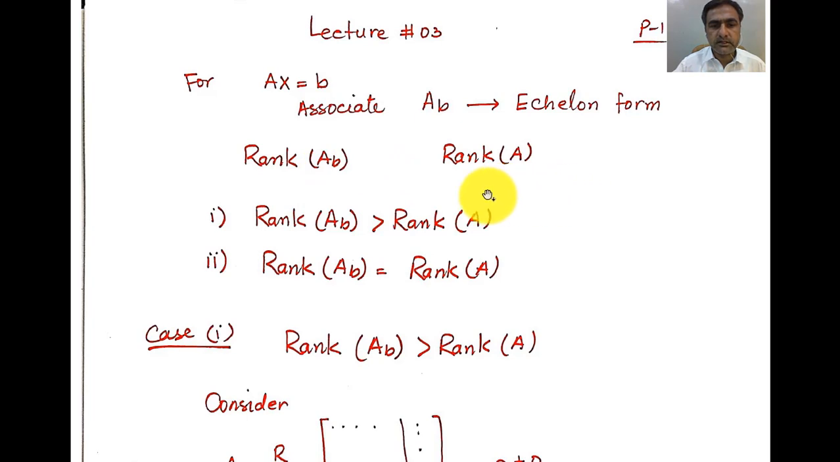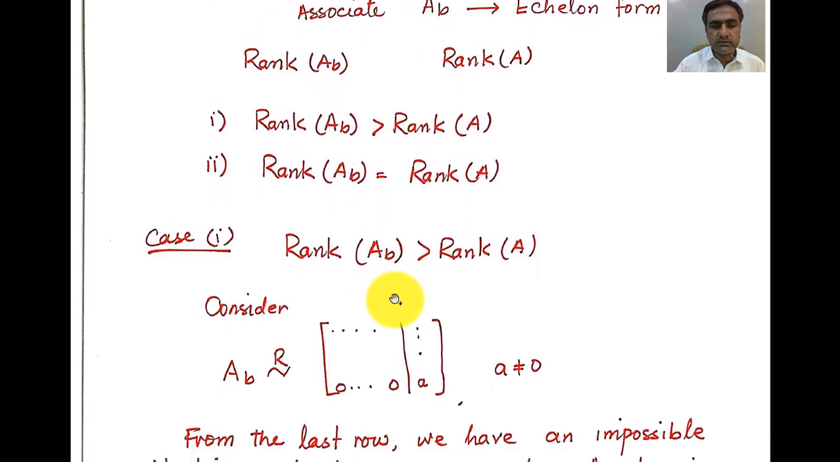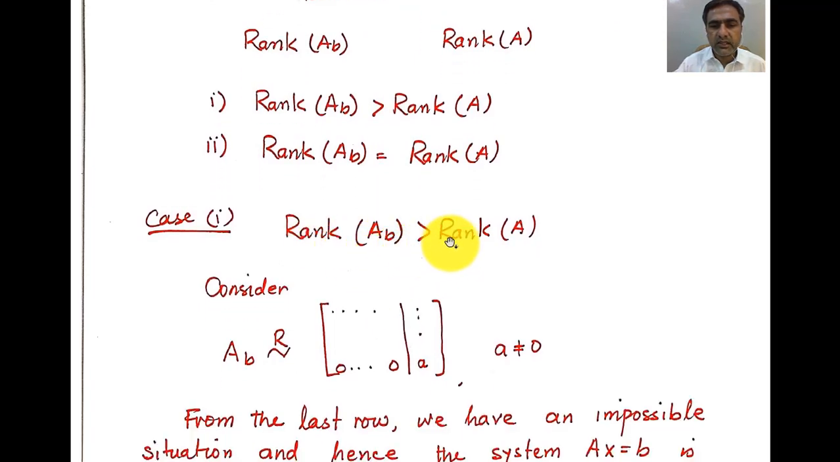And hence, there are two possibilities. Number one, the rank of [A|b] is greater than the rank of A, and number two, the rank of [A|b] is equal to the rank of A. I consider the first case, rank of [A|b] greater than rank of A, and we consider the following example.